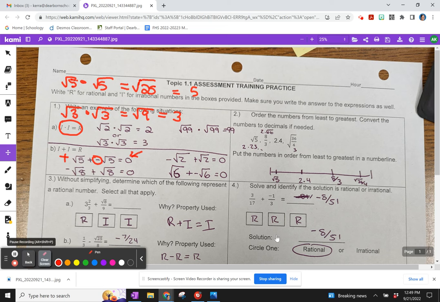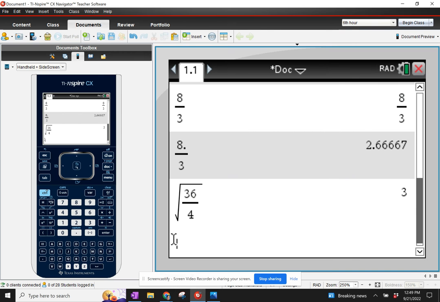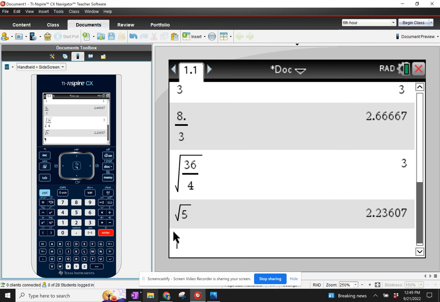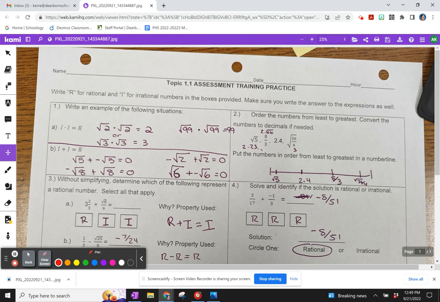For number 2, the work that I'm going to ask you to do is convert to a decimal. So for example, if I want square root of 5, then that's going to get me a decimal. And that's just because you're going to be putting it on a number line. And you're going to do that for all of them. And then you're going to write the smallest. In this case, square root of 5, which converts to about 2.23, which is smaller than 2.4, which is smaller than 8 over 3, because I converted it to that decimal.